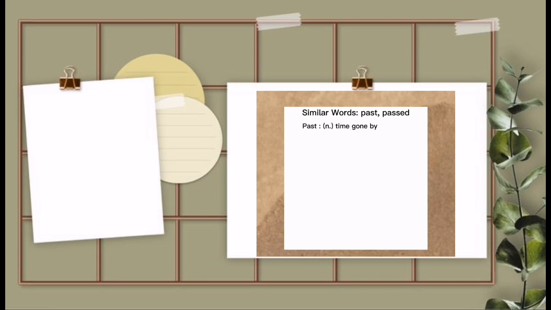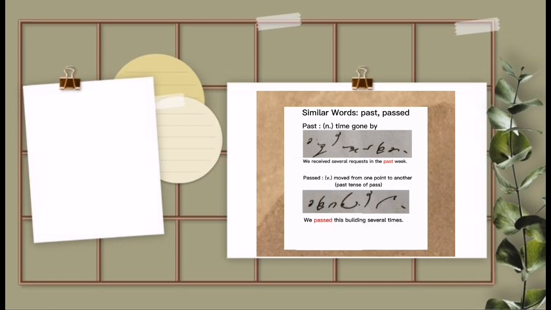Now let's go into differentiate these two similar words, past and passed. The word past that ends with T is a noun, means time gone by. For instance, we received several requests in the past week. While the word passed with ed is a verb that means moved from one point to another, and it is a past tense of pass. For instance, we passed this building several times.